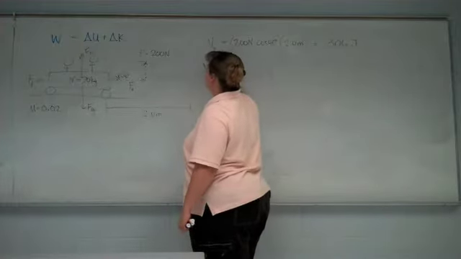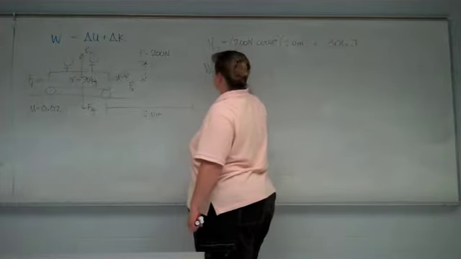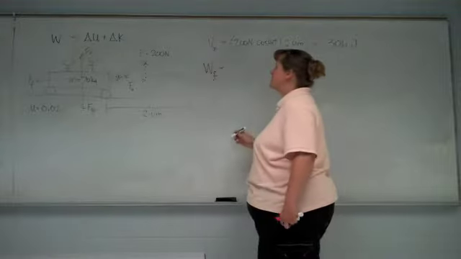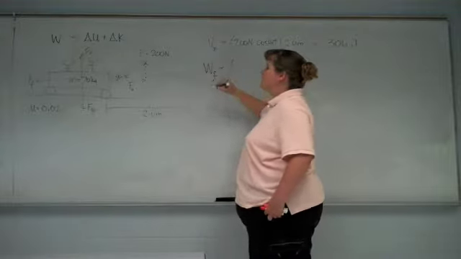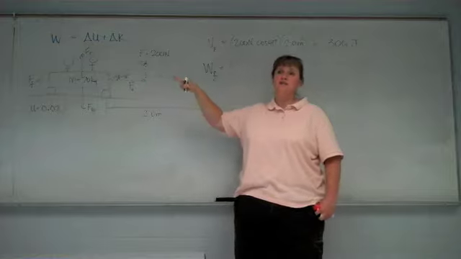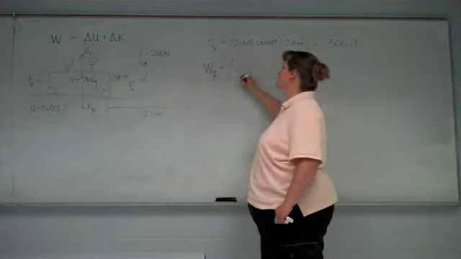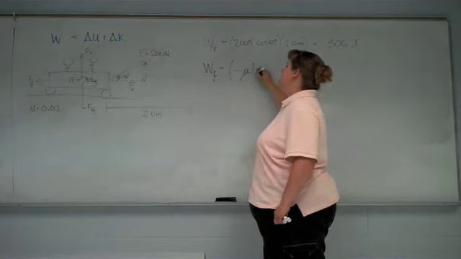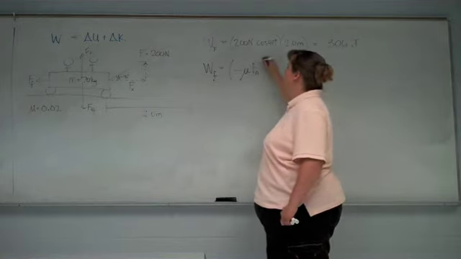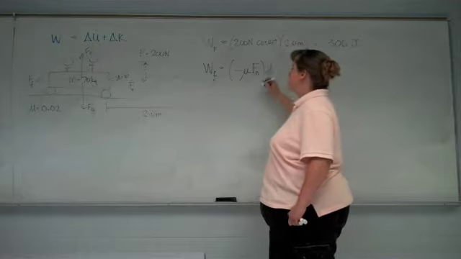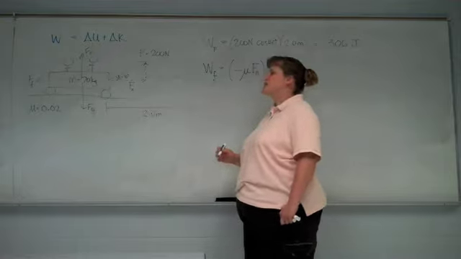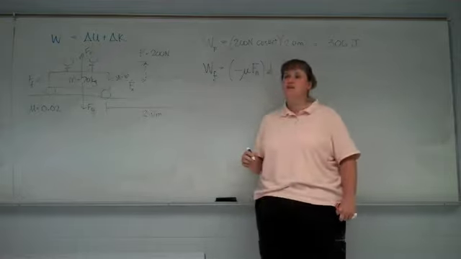The work done by the force of friction. Well, the force of friction is parallel to the ground already, but it's backwards. It's opposite the direction of motion. So it's going to be negative mu times the normal force, and then our distance. So we need to figure out our normal force first. Is it going to equal mg?